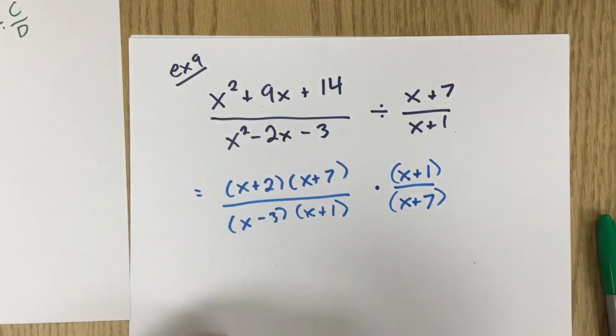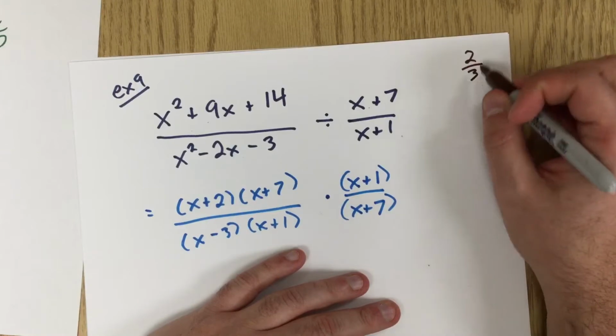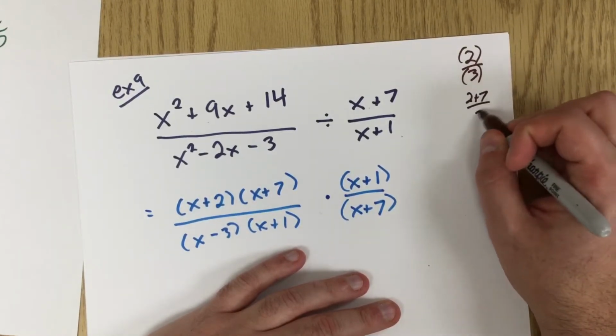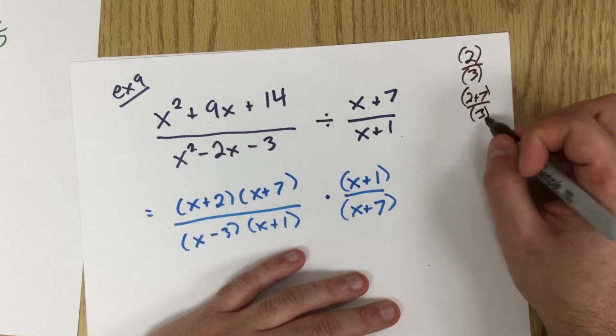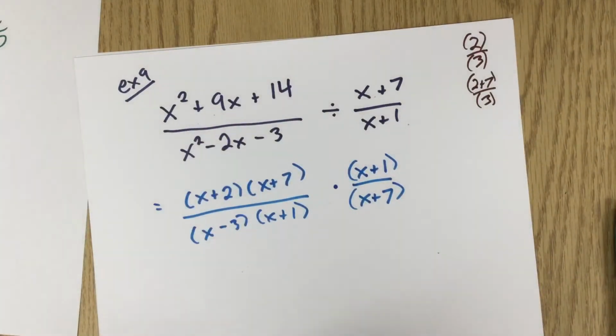So if you have, just totally don't write this in your notes, but if you have 2/3, really it's 2 over 3. If you have 2 plus 7 over 3, that's like 2 plus (7 over 3). That horizontal line implies essentially brackets.